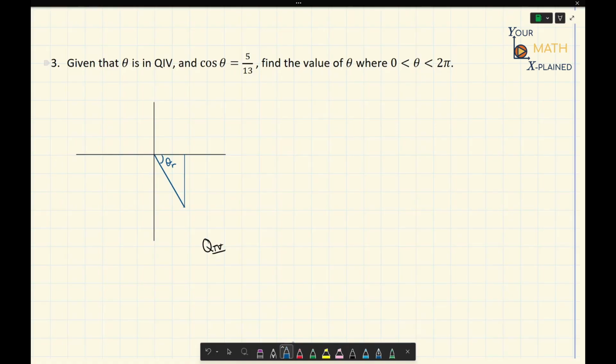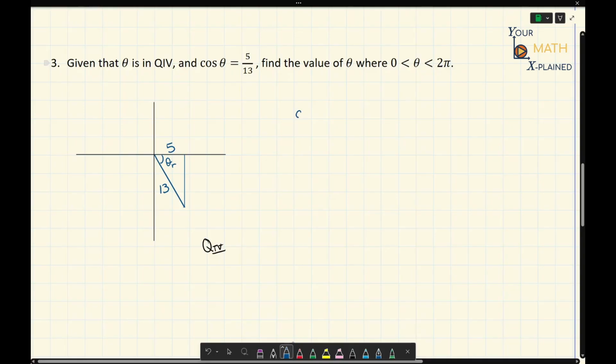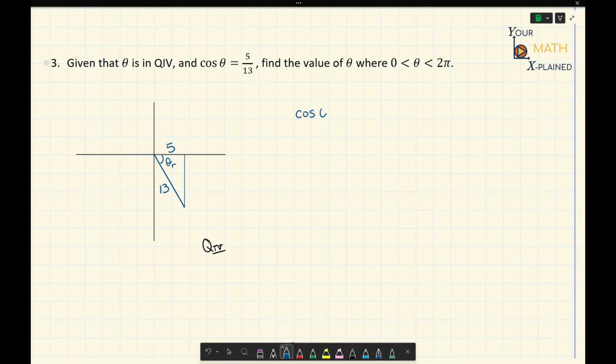So we know that cos theta is equal to 5 over 13, which means our adjacent side is going to be 5, and our hypotenuse is going to be 13. So that means this side here is 5, and this side here is 13. So now to find theta, we're going to need to isolate it in this equation here. So cosine of our reference angle theta r is equal to 5 over 13, which means we're going to take the arc cos of both sides. So theta r is equal to arc cos of 5 over 13.